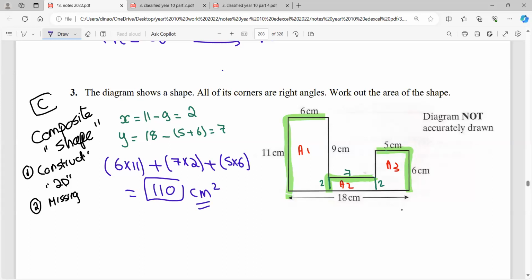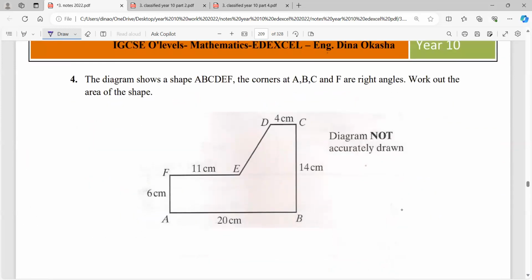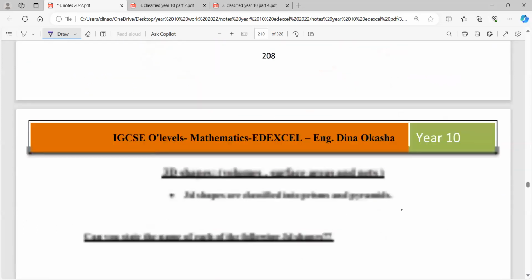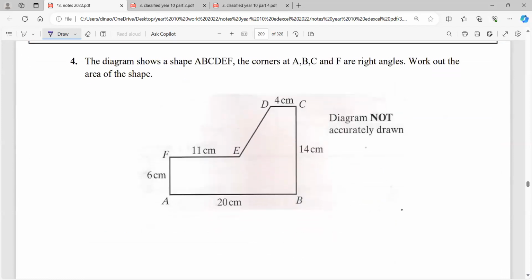And these are the composite shapes, as you can see. Let's move on to another composite shape. That's what I'm saying: you can pause and solve the rest of the questions here in the notes. Now, this is another composite shape over here.